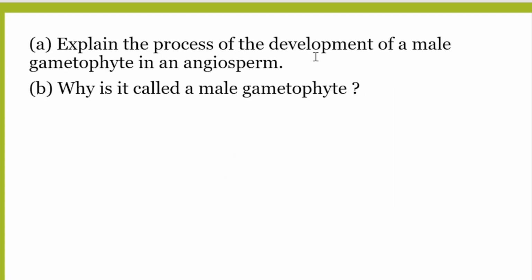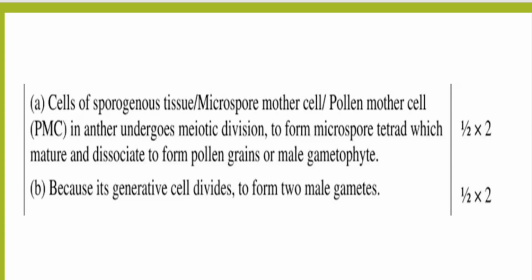Explain the process of the development of male gametophyte in an angiosperm. Why is it called a male gametophyte? So, cells of sporogenous tissue inside the anther, the sporogenous tissue is here inside the microsporangium. These cells of sporogenous tissue are otherwise called pollen mother cells or microspore mother cells. They undergo meiotic division or reduction division to form four microspores, called a tetrad, which mature and dissociate into four pollen grains or male gametophytes.